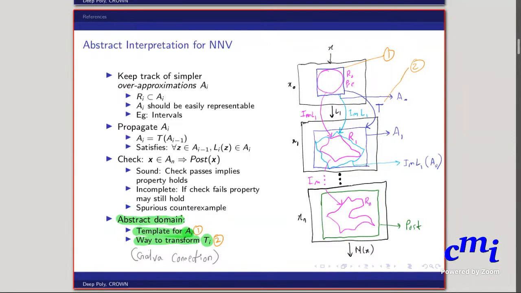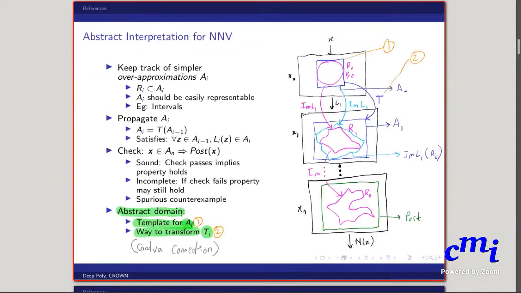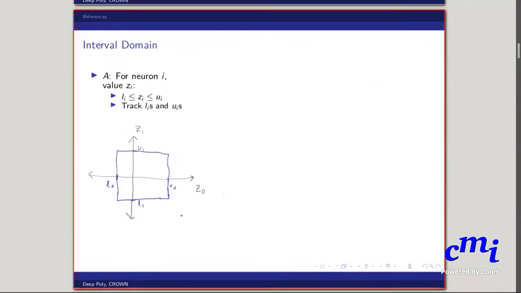Yeah, so if there are any questions here, if not, then I'll move to the next slides. Okay, sure. The next slide is where I wanted to work through this framework with the interval domain.